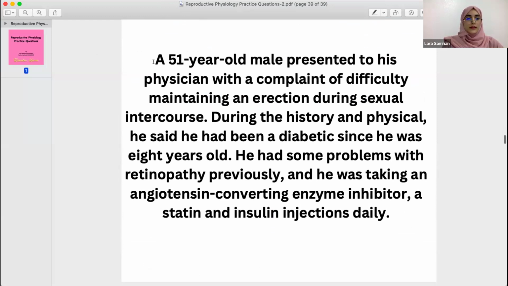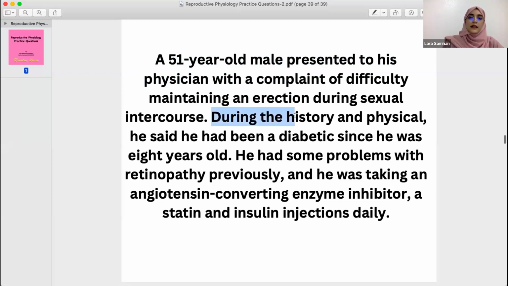Okay, so let's read the question. A 51-year-old male presented to the physician with a complaint of difficulty maintaining an erection during sexual intercourse. And by the way, this complaint in the urology clinics is very common. We always hear it, especially with older aged males.